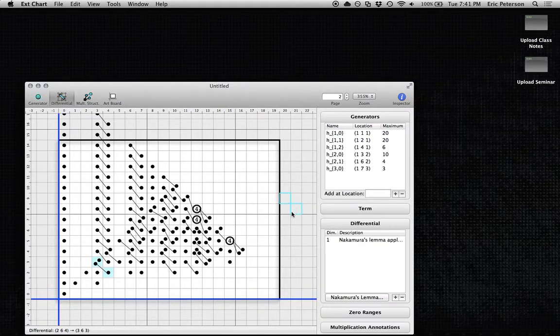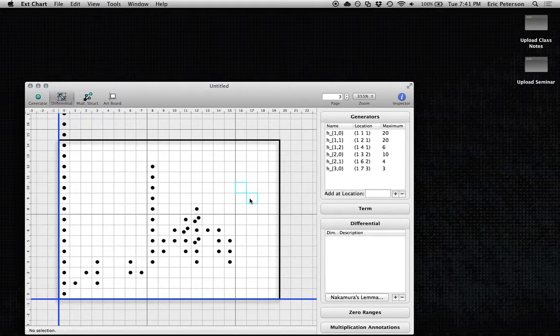And here they are. So now Ext Chart knows about a variety of further differentials, and if you turn the page, much of the garbage that we saw disappears. On the other hand, this still isn't quite right. If you're familiar with this calculation, you can see that some things are still wrong. There ought to be a gap in here, etc.